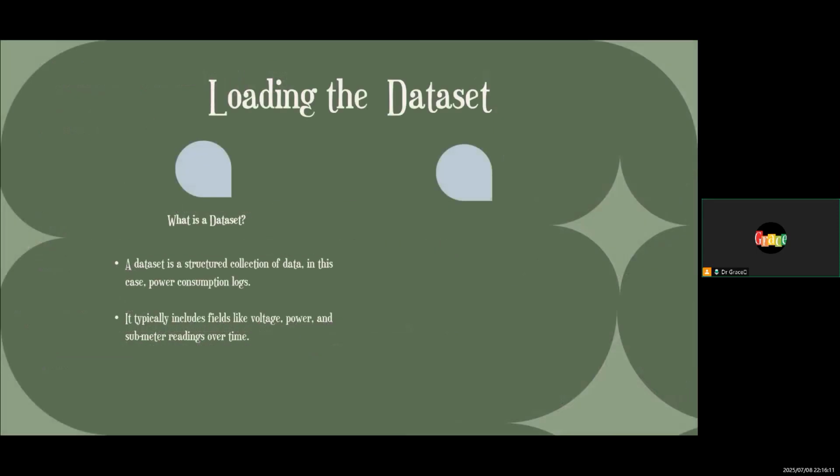Now, how do we load the data set? First, you need to understand what is a data set. Why do we need a data set? So let's proceed. A data set is a structured collection of data, in this case, power consumption logs. It typically includes fields like voltage, power, and submeter readings over time.